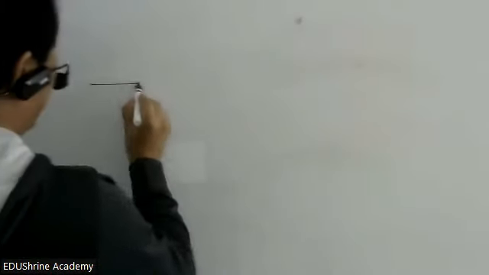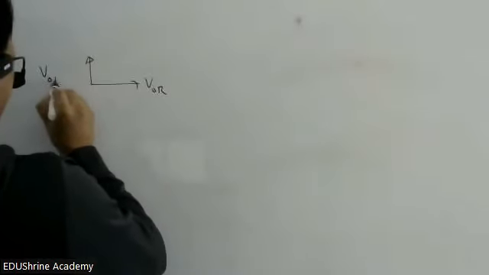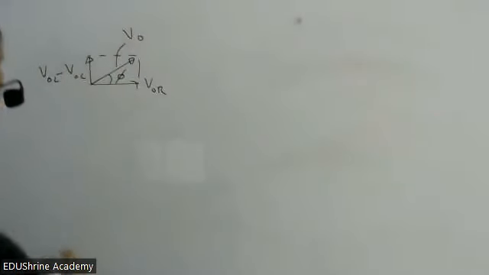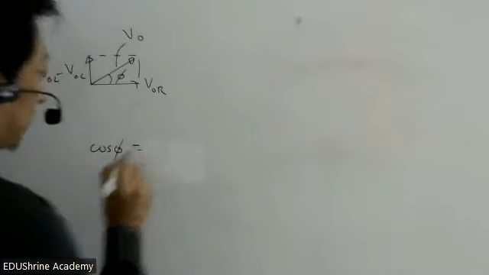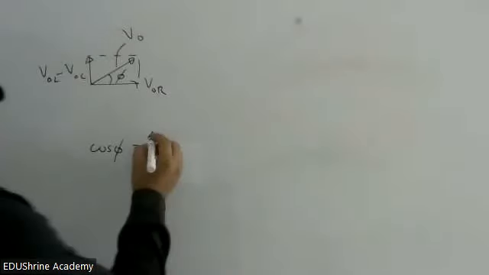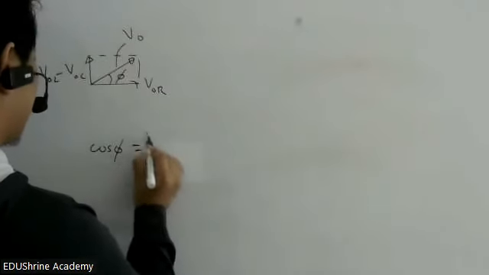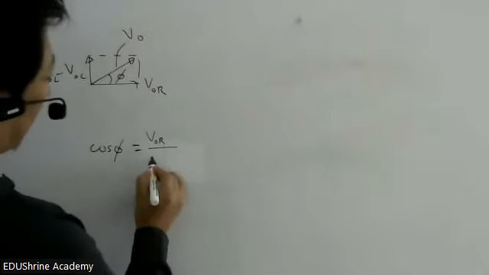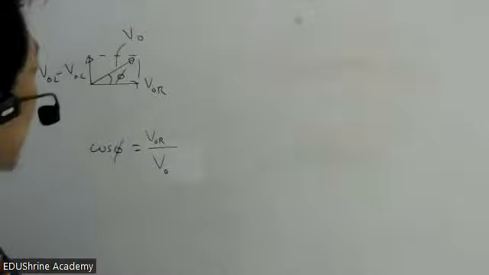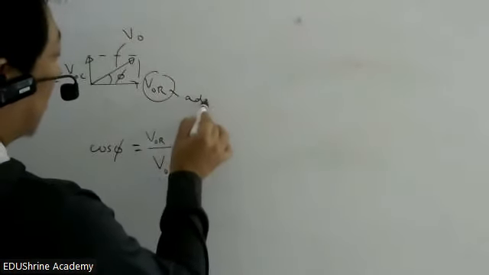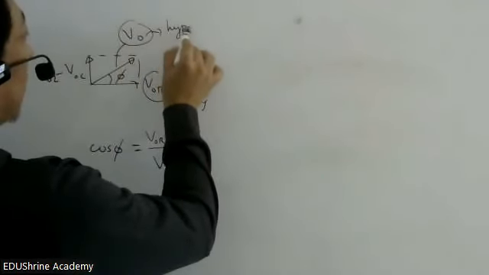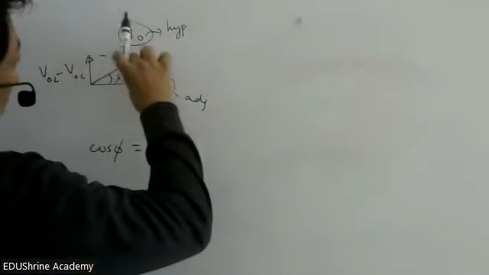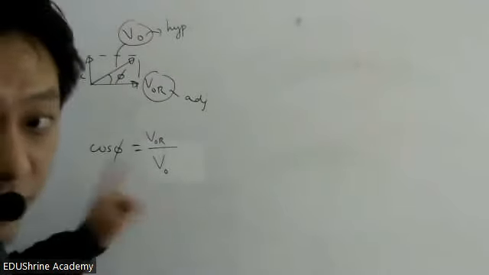Okay, in that diagram, I rubbed it. V naught R, this was V naught L minus V naught C, and this was your resultant voltage. In this diagram, suppose I ask cos phi, tell me. V naught R by V naught. So cos phi is what? Adjacent by hypotenuse. This is your adjacent side, no? This is opposite, because I can draw it here also, and this is the hypotenuse. So cos phi is this.